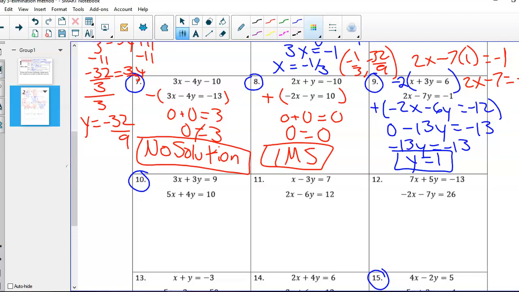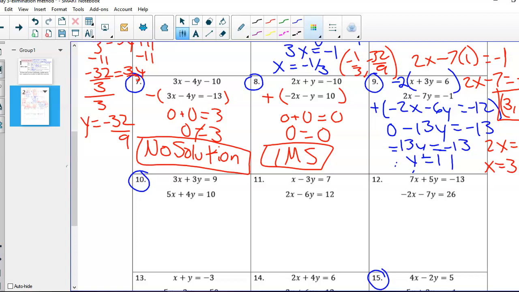So 2x minus 7 equals -1. Add 7 to both sides. And then we get a 6. And x equals 3. So 3, 1 is our solution there. Okay.